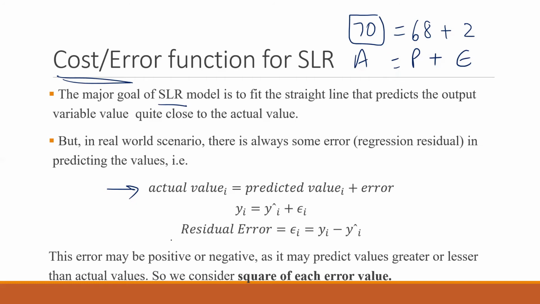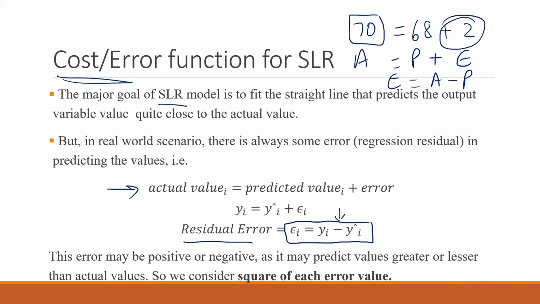Now you can calculate this residual error. If you want only the error, you can do it by a minus b. The same thing is done here: yi minus y hat i, so this is my error. Now this error may be positive or negative, as the model may predict values greater or lesser. If it is plus 2 here, there might be a case where the prediction is 72 and you have to subtract to get 70, so the error will be minus 2. So the error might be positive or negative.